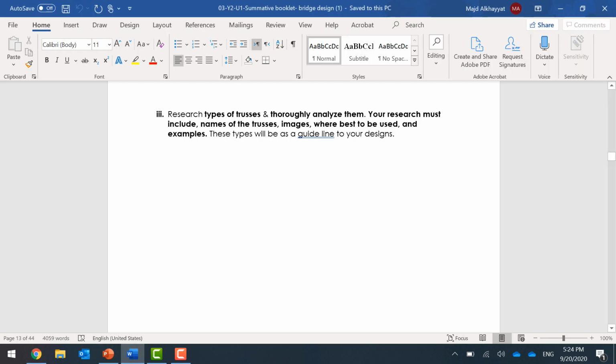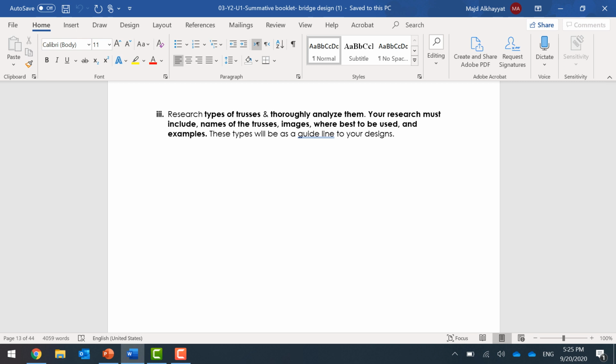You must include images. You must state where best to be used and examples. Please note that this research will be very helpful and will be a guideline to your designs later on in Criterion B.